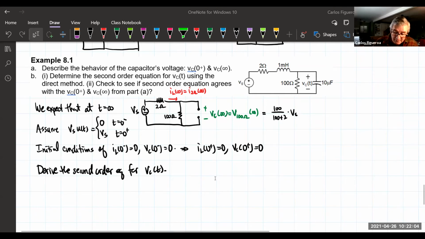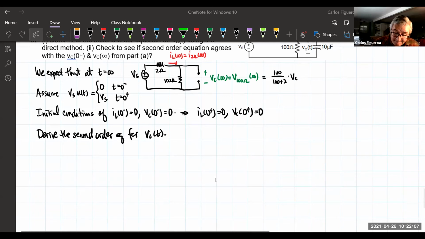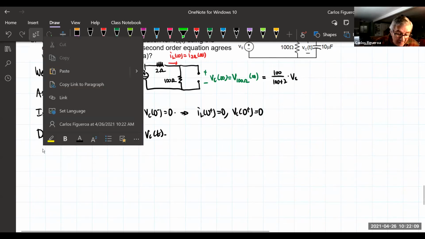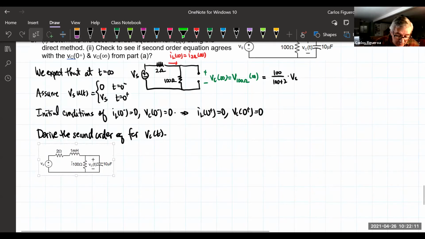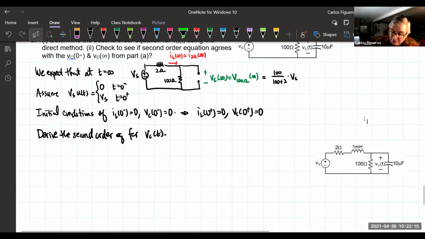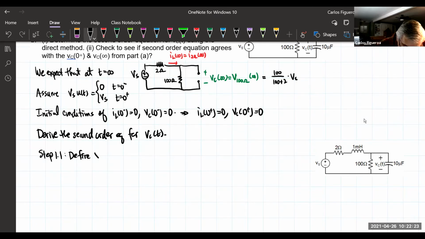I'm going to carry this circuit around with me so that we could keep looking at this guy. Keep it out here so that we always have it in sight. So here I go. Step 1.1, I'm going to define x1, x2. We're solving for VC. So clearly, I'm going to set x1 equal to IL, x2 equal to VC.